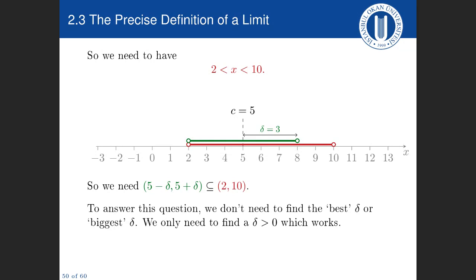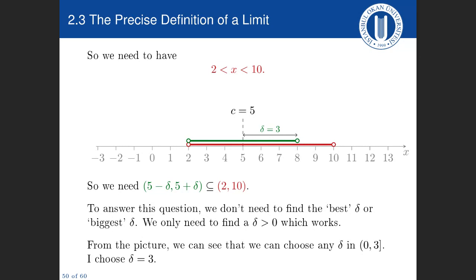Now, to answer this question, we don't need to find the best delta or the biggest delta. We only need to find a value of delta which works. So we could choose any one of these numbers. From the picture, we can see that we could choose any delta between 0 and 3. So delta equal to 2.5 would be a correct answer to this question. Delta equal to 1 is a correct answer to this question. Delta equal to 3 is a correct answer to this question. I'm going to choose delta equal to 3.